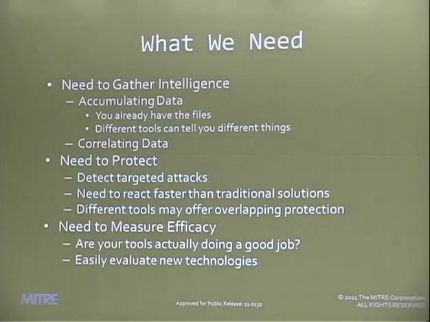So we came up with some needs that we saw that vendors weren't meeting. We need to gather intelligence and accumulate data, and we already have a lot of the files. They're coming across our border. We need to protect our network better, obviously. We need to detect these targeted attacks, and we need to be able to react faster than what current vendor solutions allow us. We also need to measure efficacy of a lot of these tools that we have. They get very expensive, and maybe a homegrown tool that we have that was cheaper is performing just as well, but we don't really know that yet, so we need to be able to line up all the tools and evaluate that.